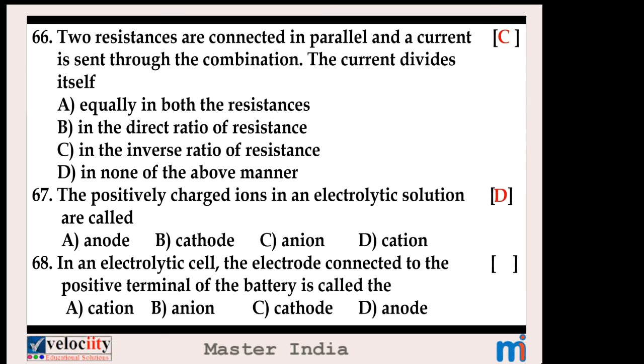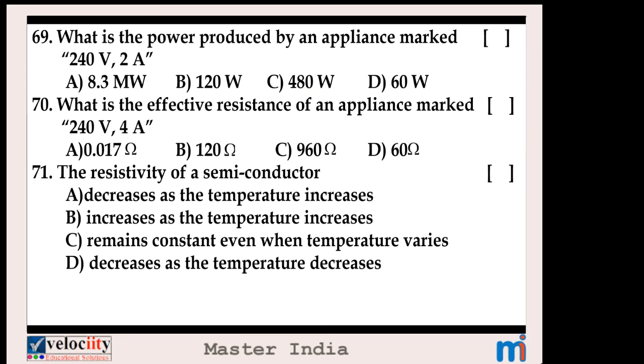68. In an electrolytic cell, the electrode connected to the positive terminal of the battery is called A. Cation, B. Anion, C. Cathode, D. Anode. Answer is D. Anode.